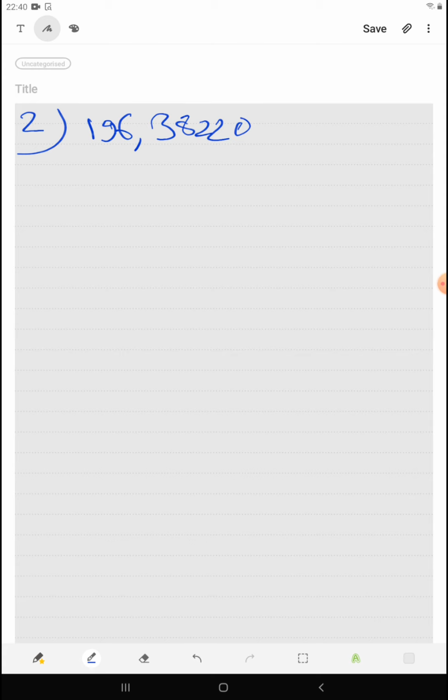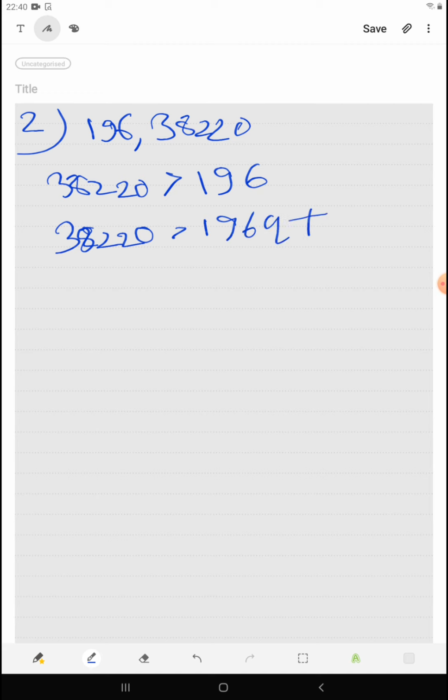Okay. So here you can see that 38220 is greater than 196. So I have to represent 38220 as a multiple of 196 and some remainder. So of course that means 38220 equals 196q plus r, where 0 is less than or equal to r is less than 196. Okay.